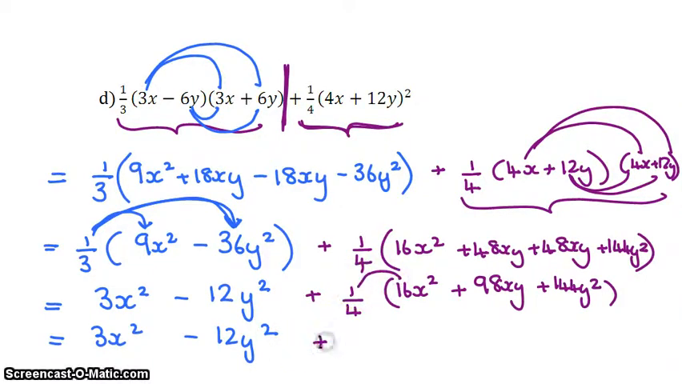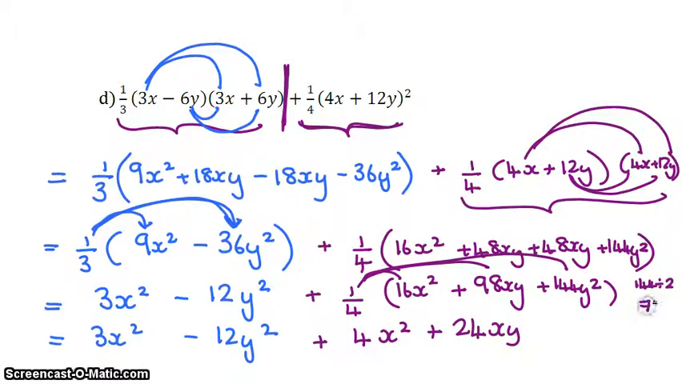Again, use your calculator if you don't like fractions. So a quarter times 16 is 4, so it's 4x squared. A quarter of 98, I would definitely use my calculator for, was 24xy. And a quarter of 144, well, 144 divided by 2 would be 72. And if I divide by 2 again, I would get 36. So 144 divided by 4 is 36y squared.